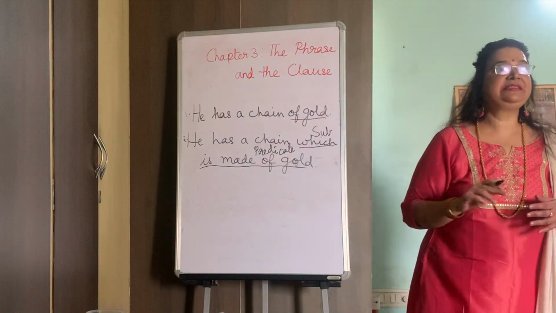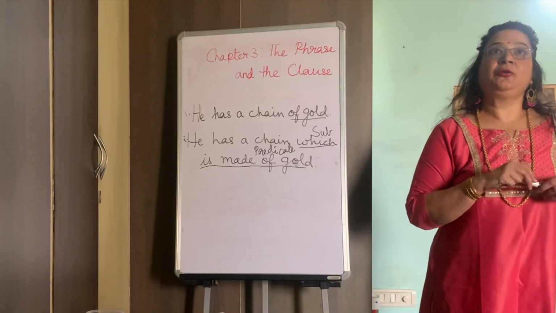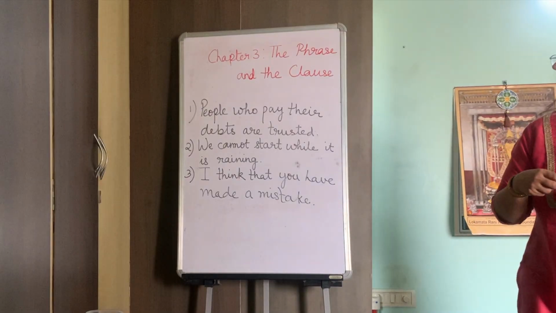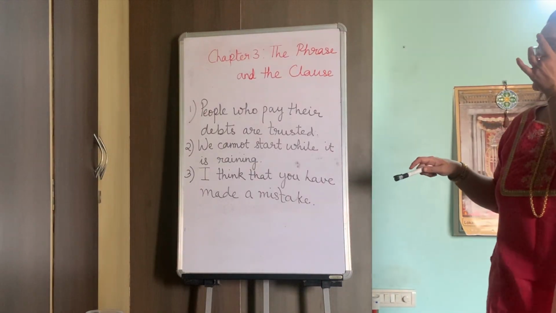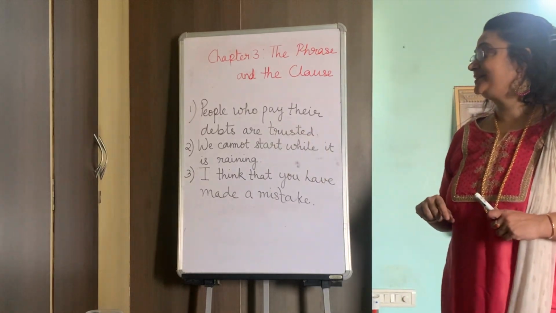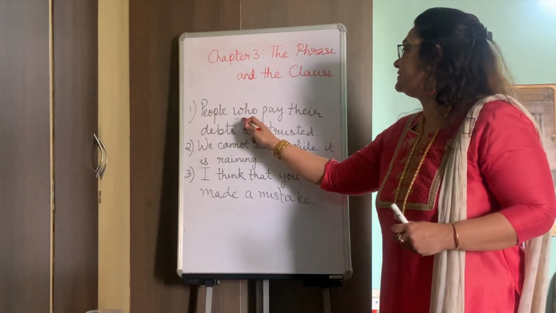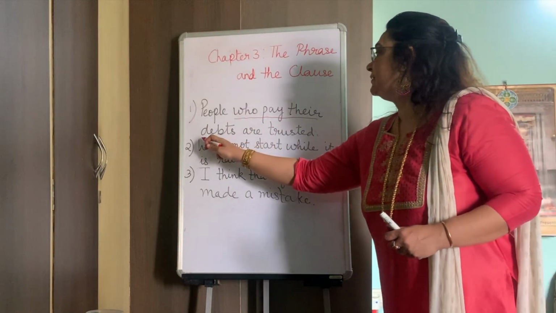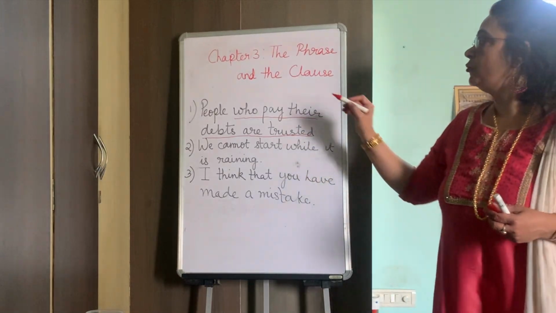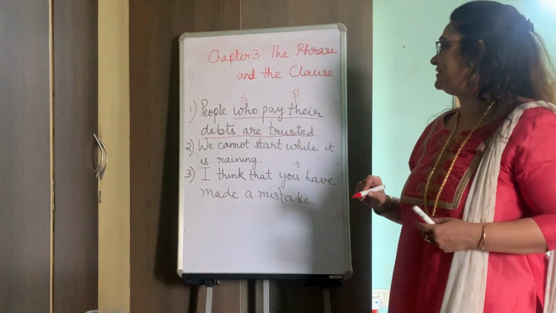So we will see few more sentences where clauses are used. Here you can see 3 sentences. The first one, people who pay their debts are trusted. So here, people who pay their debts are trusted. Who pay their debts are trusted is a clause. Who is the subject and all the rest is the predicate.